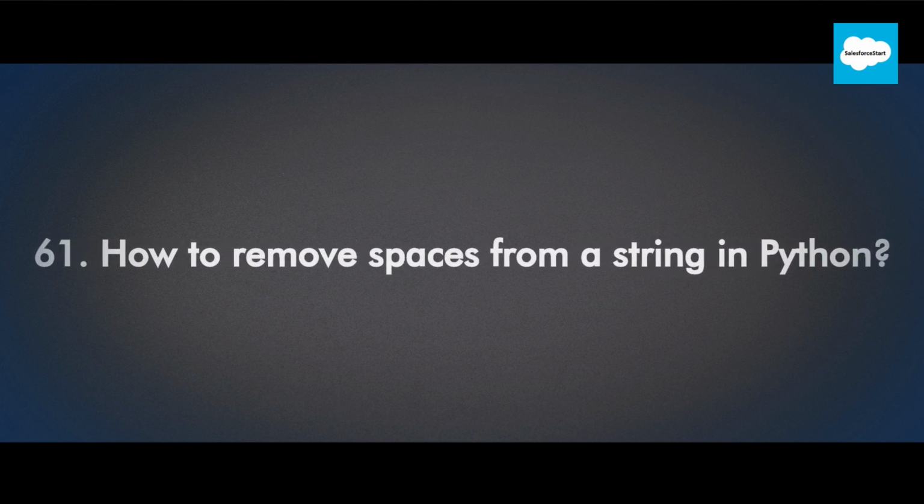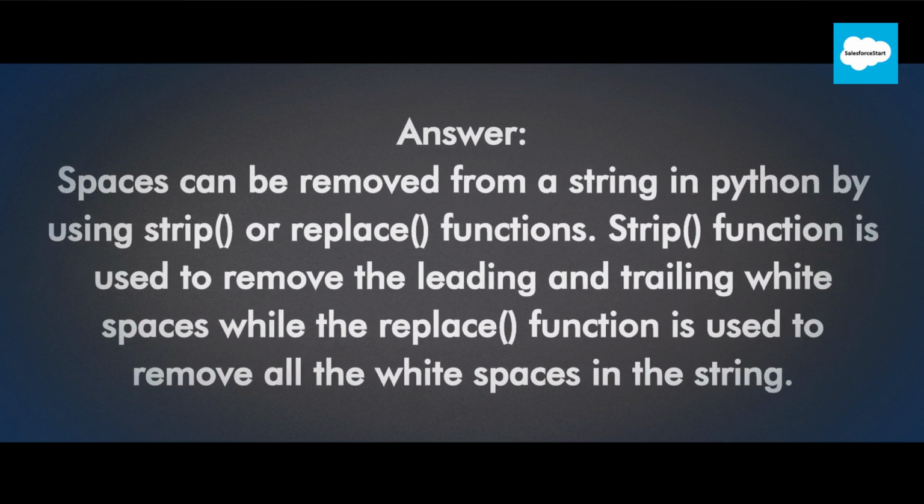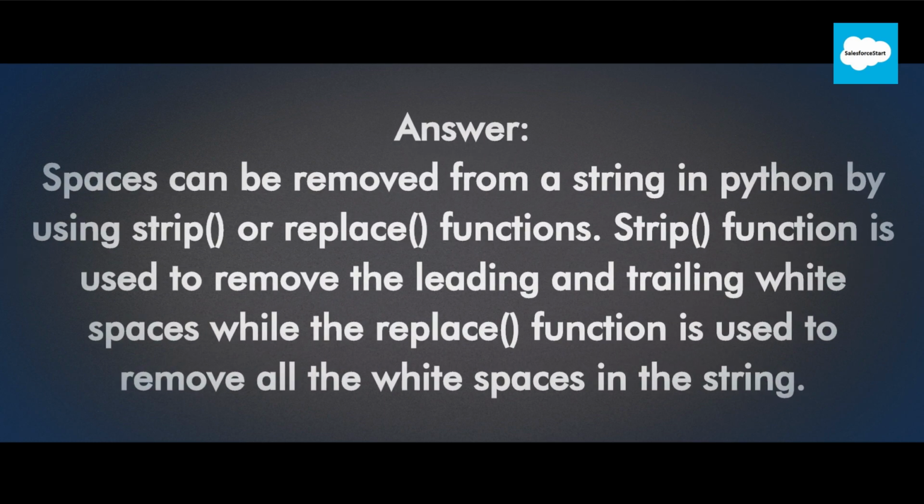61. How to remove spaces from a string in Python. Answer. Spaces can be removed from a string in Python by using strip or replace functions. The strip function is used to remove the leading and trailing white spaces, while the replace function is used to remove all the white spaces in the string.